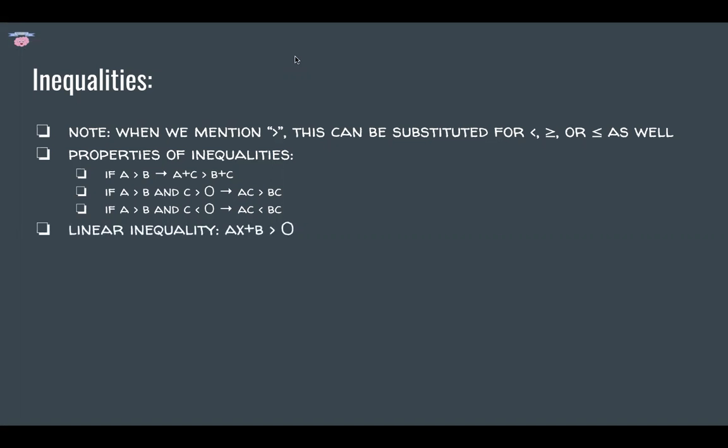A linear inequality is sort of like a linear equation, but it's ax plus b is greater than 0, not ax plus b is equal to 0. So you solve it like an equation by isolating the variable, and then you get a solution set that's usually not finite. I say usually because there are some exceptions. So an example of this would be 2x plus 3 is greater than 0, 2x is greater than -3, x is greater than -3/2, and this is our solution set.